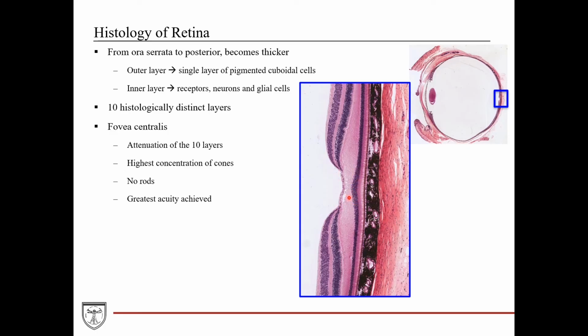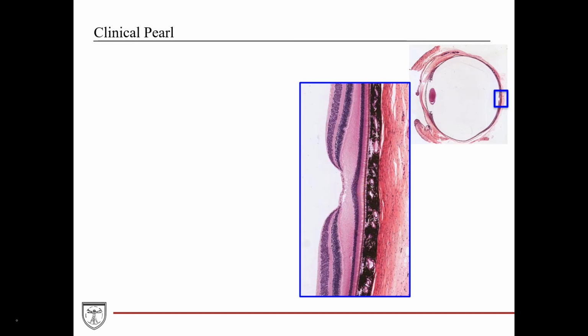But the inner layers of this area are greatly attenuated to the point where we can't clearly discern the inner nuclear layer, the plexiform layers, and ganglion cell layers. So the photon doesn't have quite as many layers to get through to excite the receptors of the cones. Some clinical pearls associated with the retina and the fovea centralis.